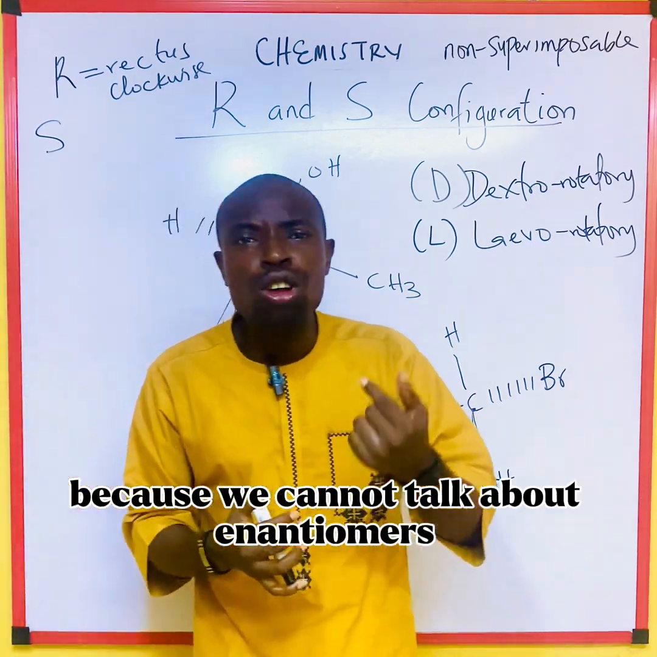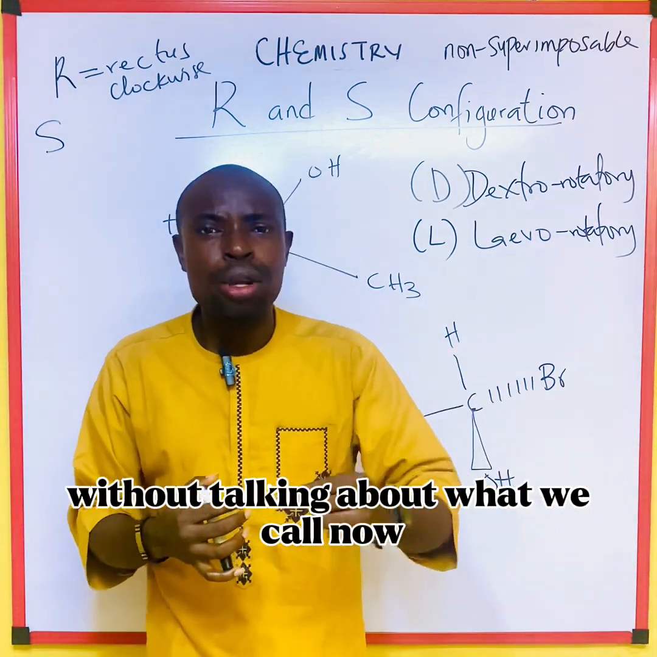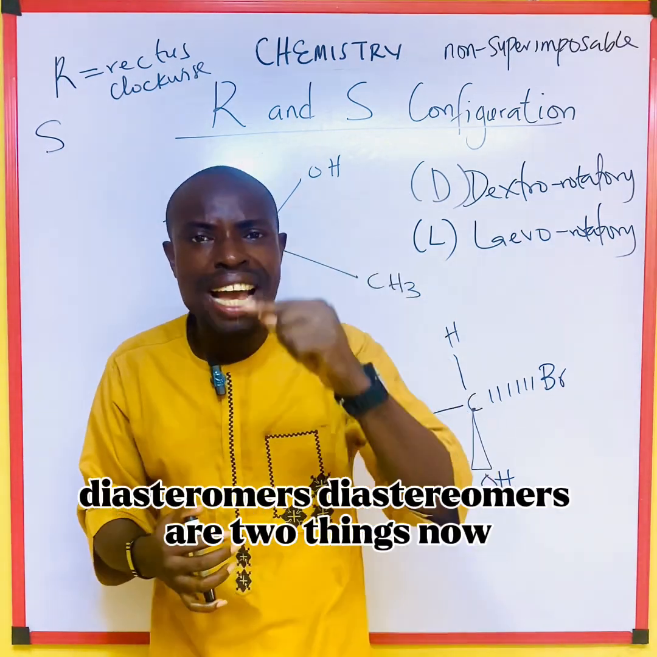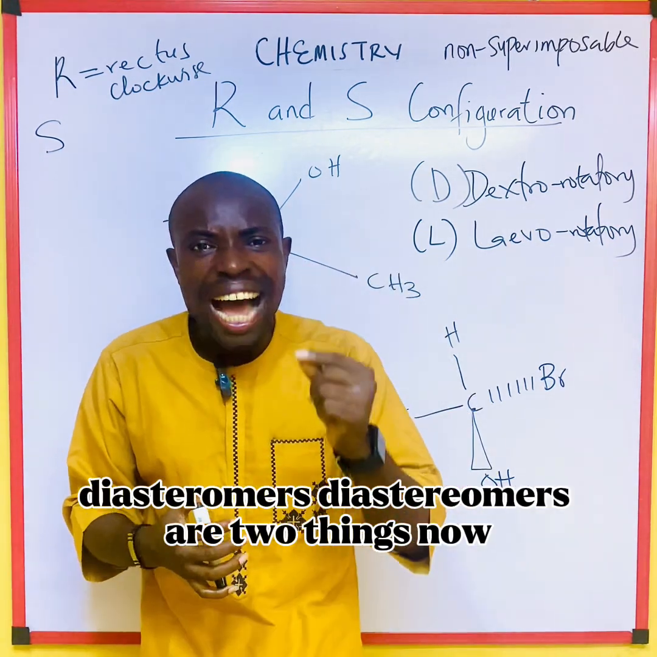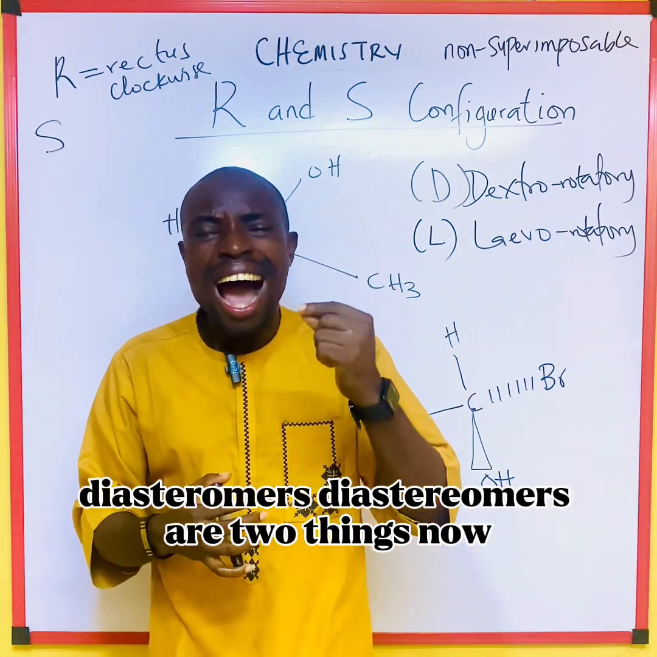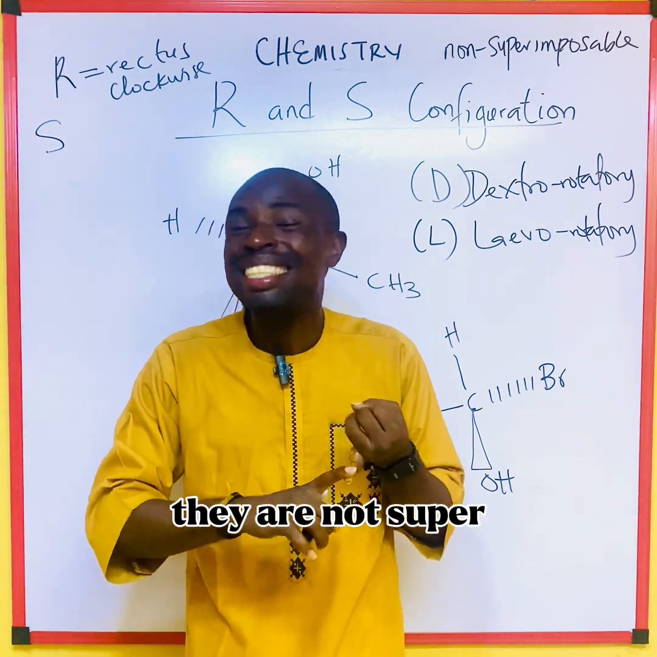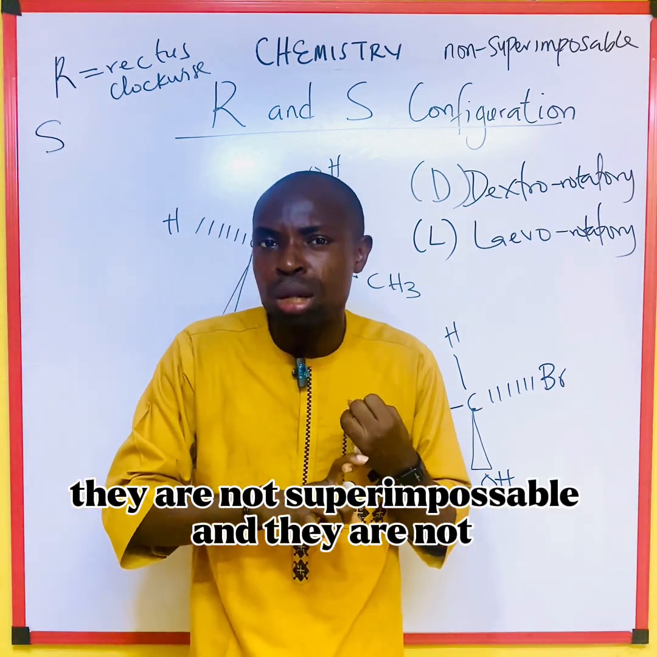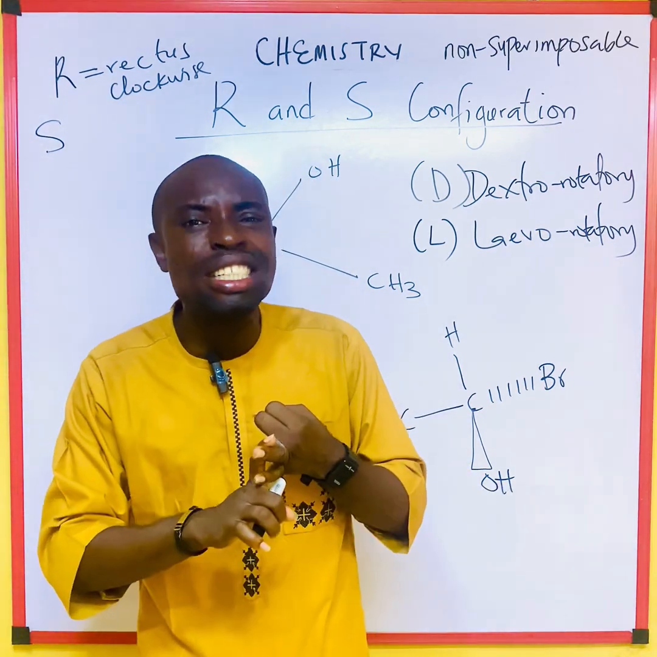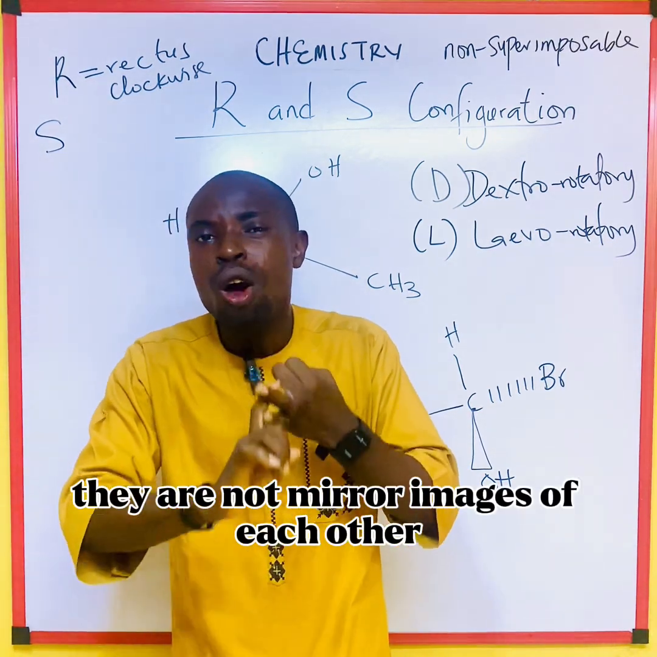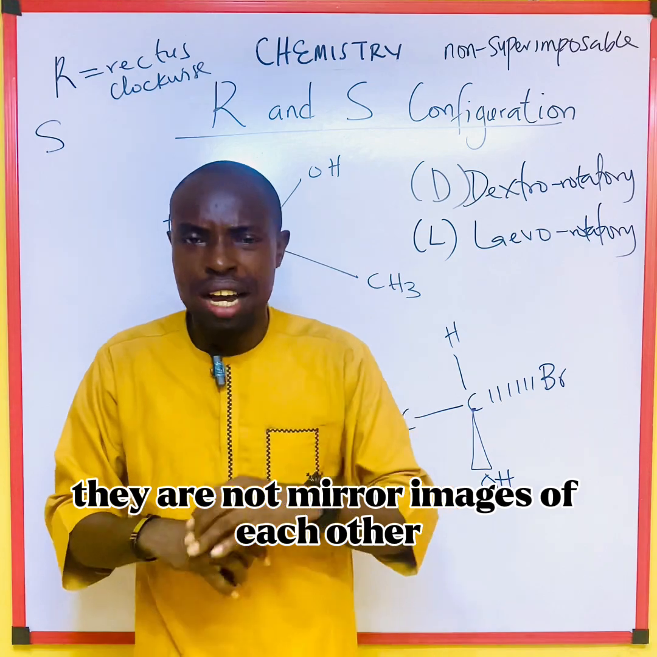What then are diastereomers? Because we cannot talk about enantiomers without talking about diastereomers. Diastereomers are two things now. They are not superimposable, and they are not mirror images of each other.